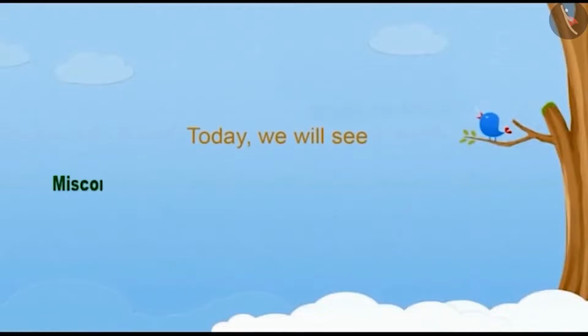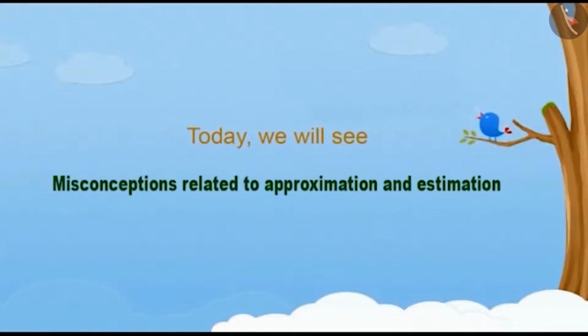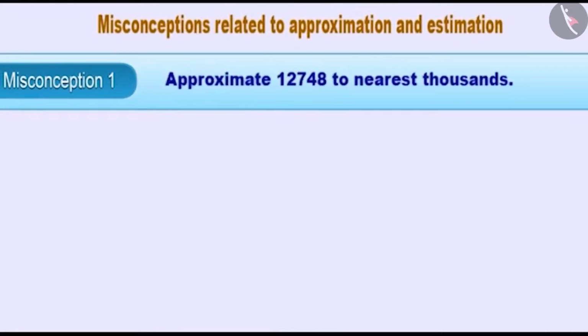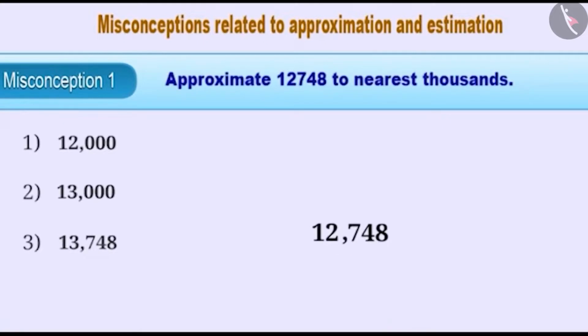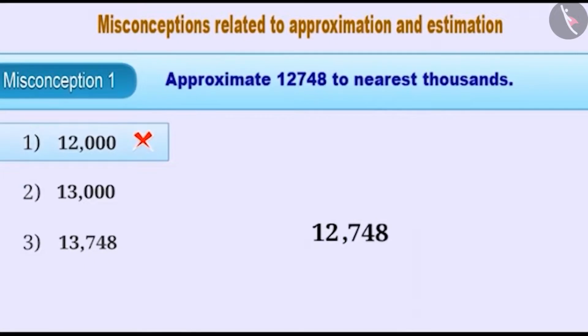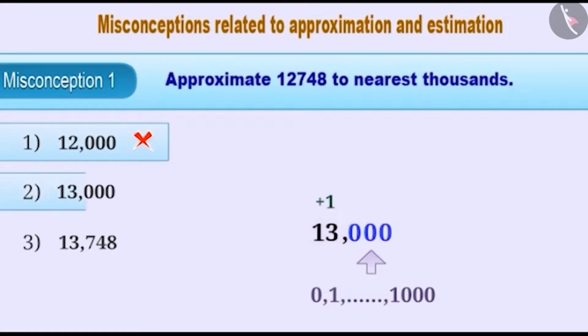Today, we will see some misconceptions related to approximation and estimation. Misconception 1. Approximate 12,748 to the nearest thousands. Many times, there is a misunderstanding that in order to approximate thousands place, it is necessary to have 0 at ones, tens and hundreds place. This is a misunderstanding. The correct way is that the number formed by the last 3 digits is 748, which is close to 1000. Therefore, it is nullified and thousands place value is increased by 1.